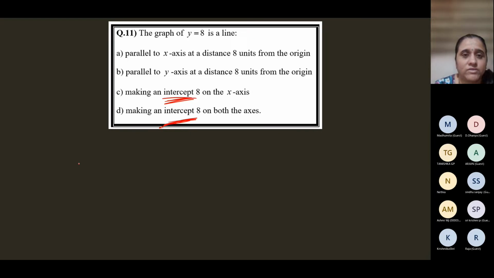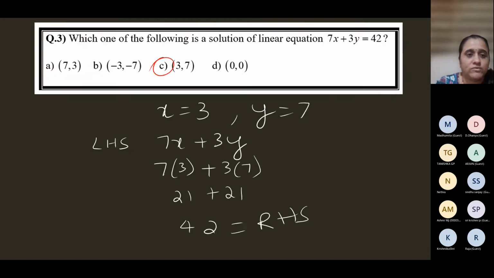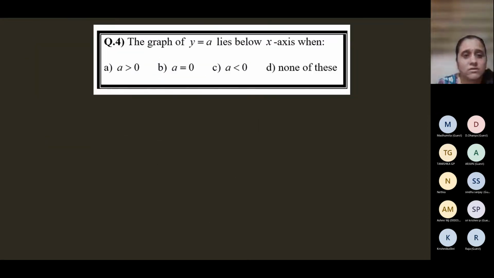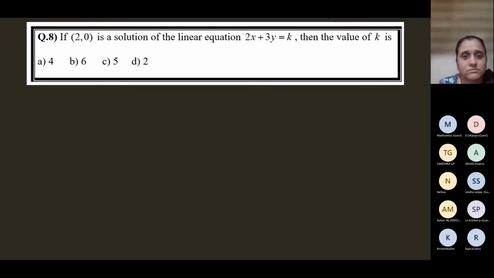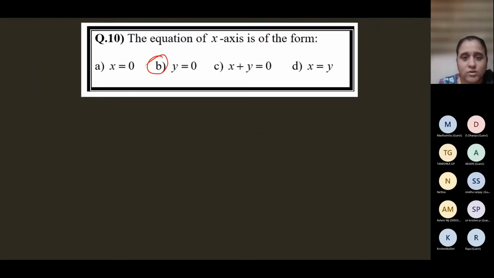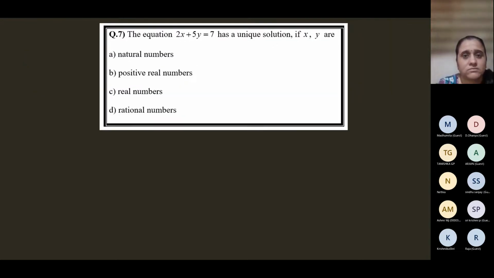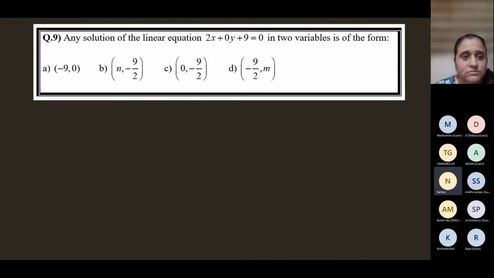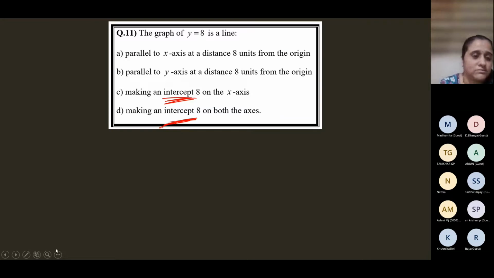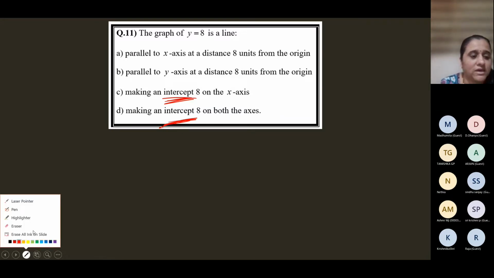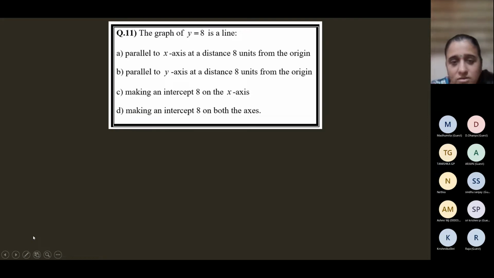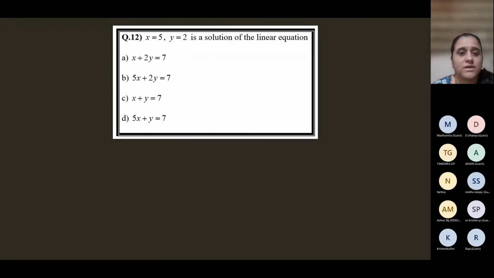Yeah, so make a note of the numbers. 4, 7 and 11. Please make a note of the numbers. The option may be A, but I need to talk about intercepts. So I'm pushing it to the next class. Yeah, this one.